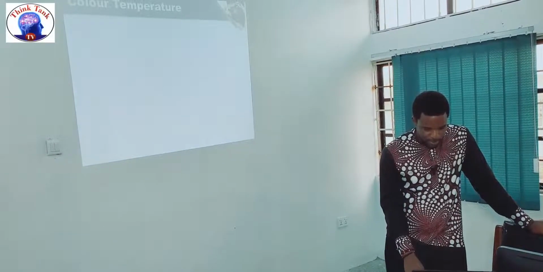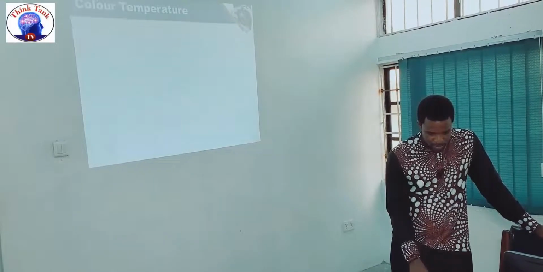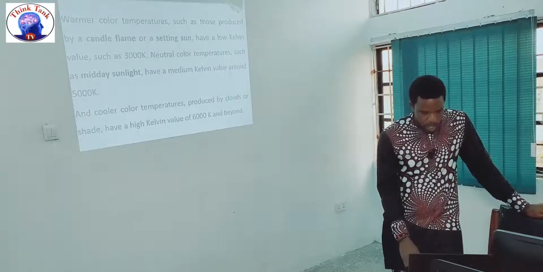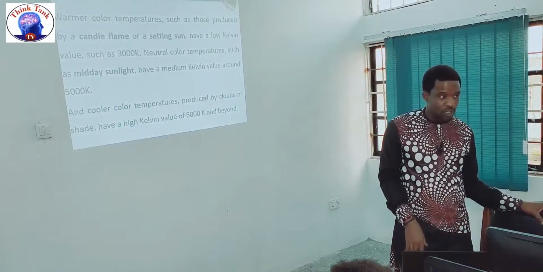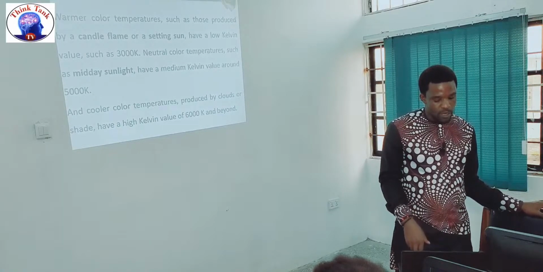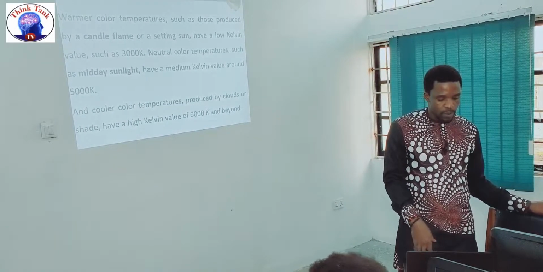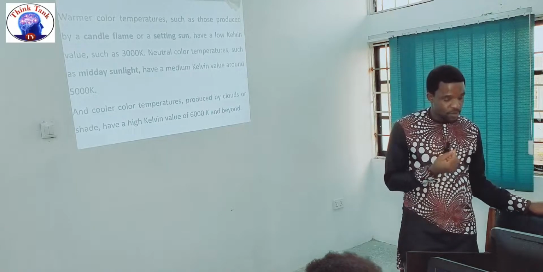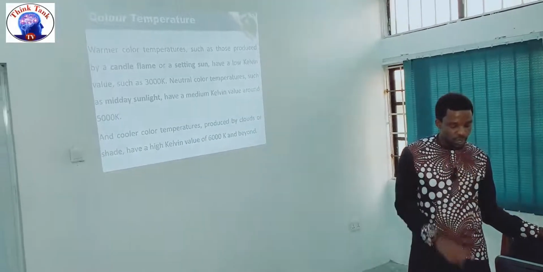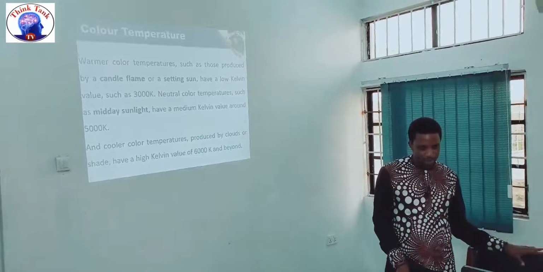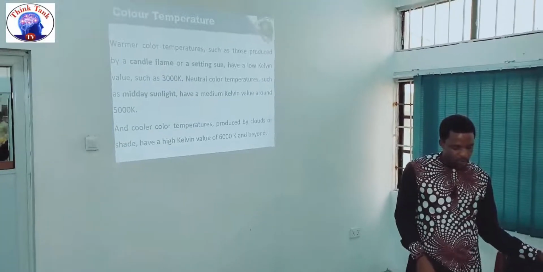Okay, let's go on. Warmer color temperature, such as those produced by candle flame. Understand this, so I'm going to rush it, but I believe you understand it. Do you know what it means for something to be warmer? Such as those produced by the candle flame or a setting sun have a low Kelvin value, such as 3000. Neutral color temperature, such as midday sunlight, have a medium Kelvin value around 5000 K.